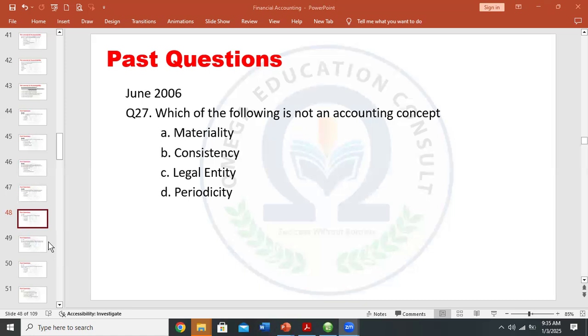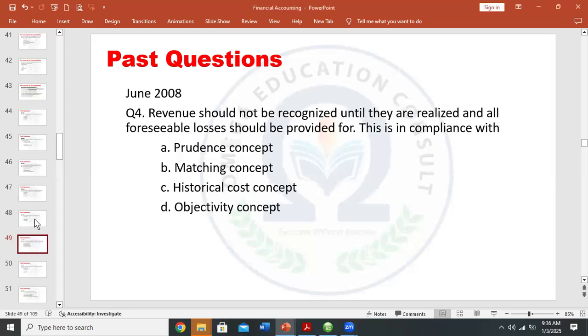So this is an easy one. Legal entity, there's nothing like that. Materiality is correct. Consistency is correct. Periodicity is correct. So the only odd one out is the legal entity. Wow. A bonus question. But if you don't know, you don't know.